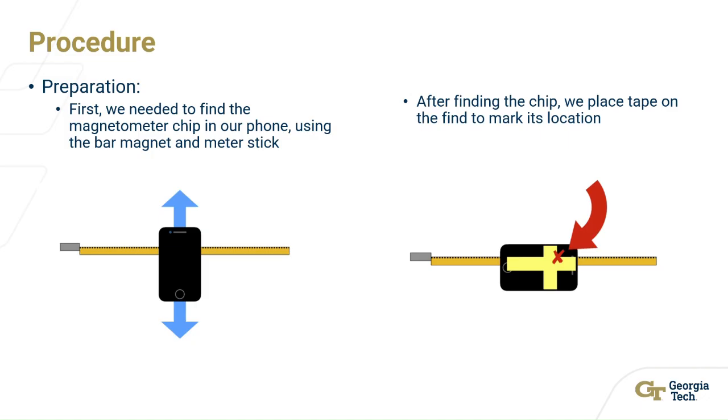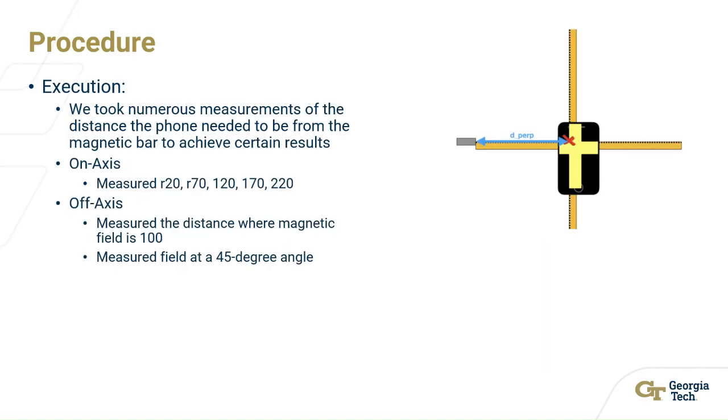We then moved the phone along the yardstick to determine what distance from the bar magnet was needed to acquire a certain X value. On axis, we measured the distance from the phone to the magnet while the X component was at 20, 70, 120, 170, and 220. Off axis, we measured the distance from the phone to the magnet when the net magnetic field was 100.